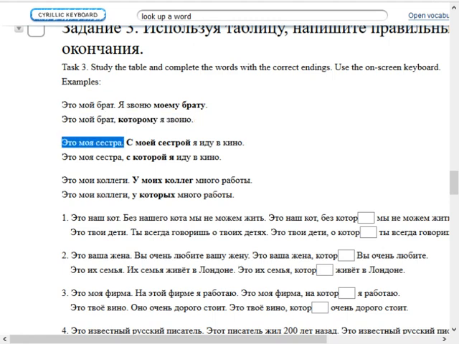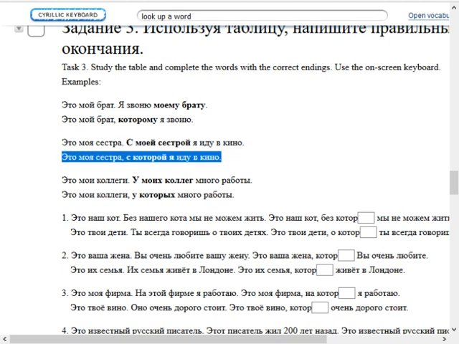Это моя сестра, this is my sister. С моей сестрой я иду в кино. With my sister, I go into the cinema. And then, это моя сестра, с которой я иду в кино. This is my sister, with which I go into the cinema.